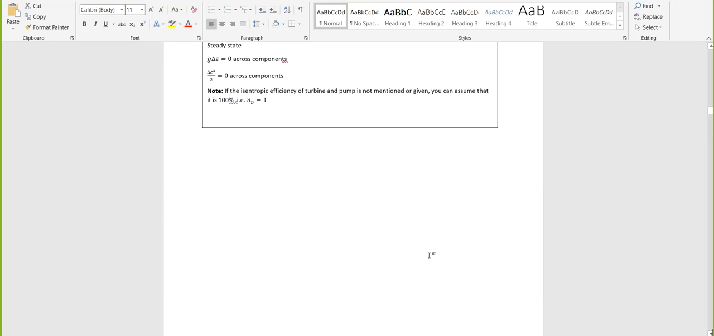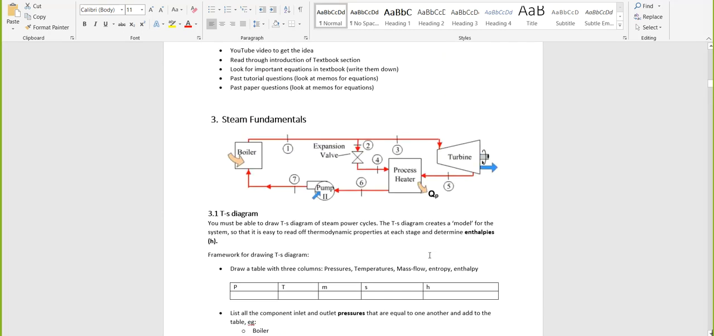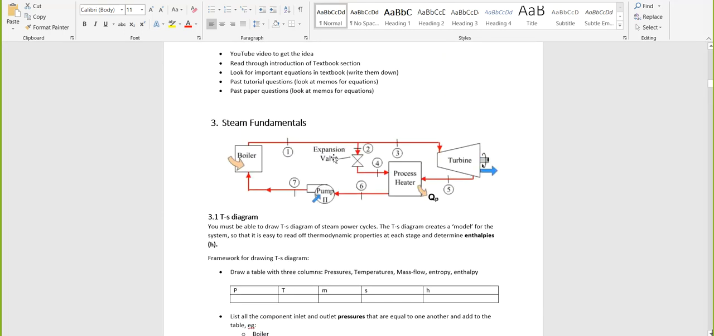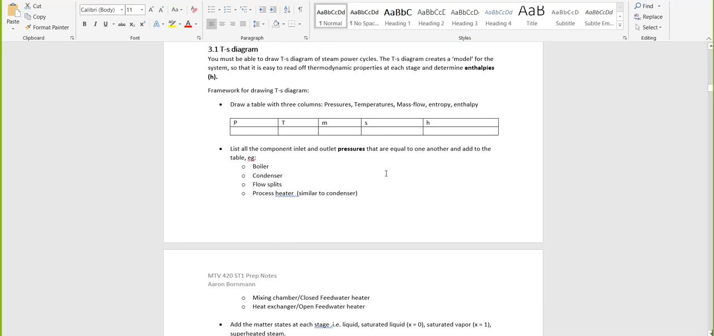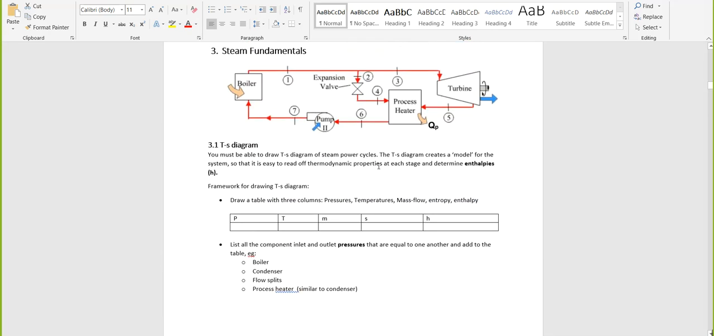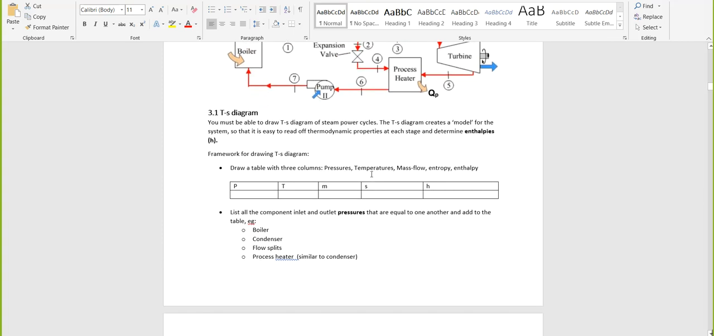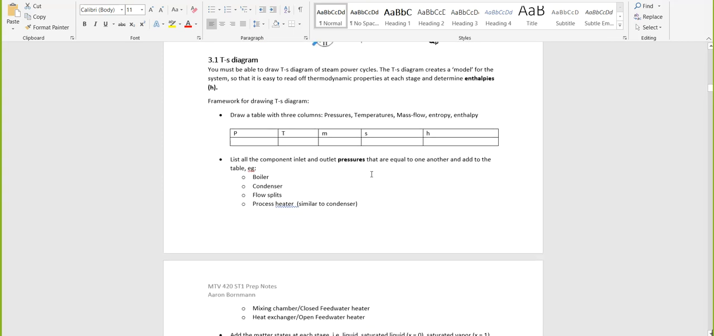Okay, and usually for the states going out of your expansion valves and all of that, they're going to give you some sort of condition or some thermodynamic properties there that you can understand what the state is. Okay, so yeah, we're just looking at how to draw a TS diagram, the framework, and then we'll actually do a question and we will see how to do it.